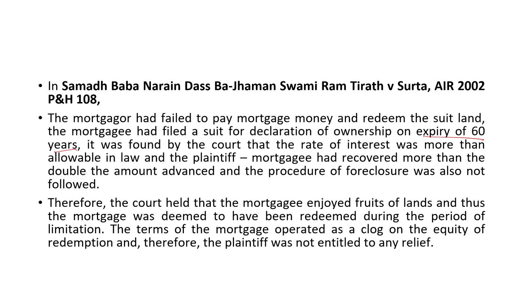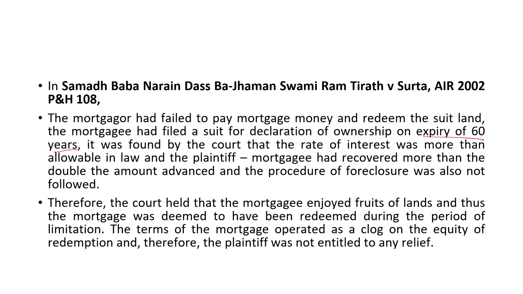The mortgagee, the person who took the mortgage, had already taken money through this up to 60 years, and had already recovered many times the given amount, that is, whatever advance had been given. So the actual amount had already been taken a number of times.